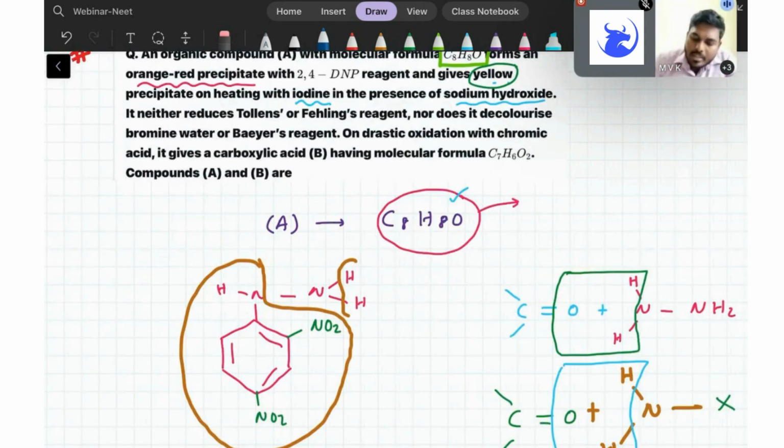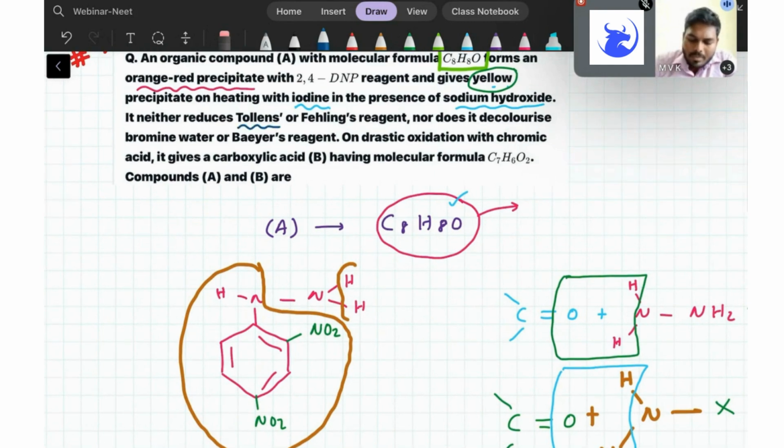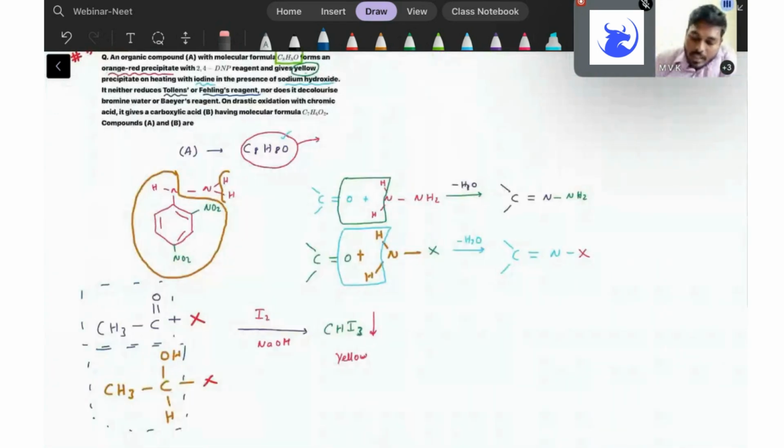They are saying it neither reduces Tollens' nor Fehling's reagent. So what are these tests? For that, we must know what compounds give a positive Tollens' and Fehling's test. Basically, aldehydes, both aliphatic and aromatic, test positive for Tollens' reagent. Ketones don't test positive in both these reagents, because it is very difficult to oxidize ketones, okay?